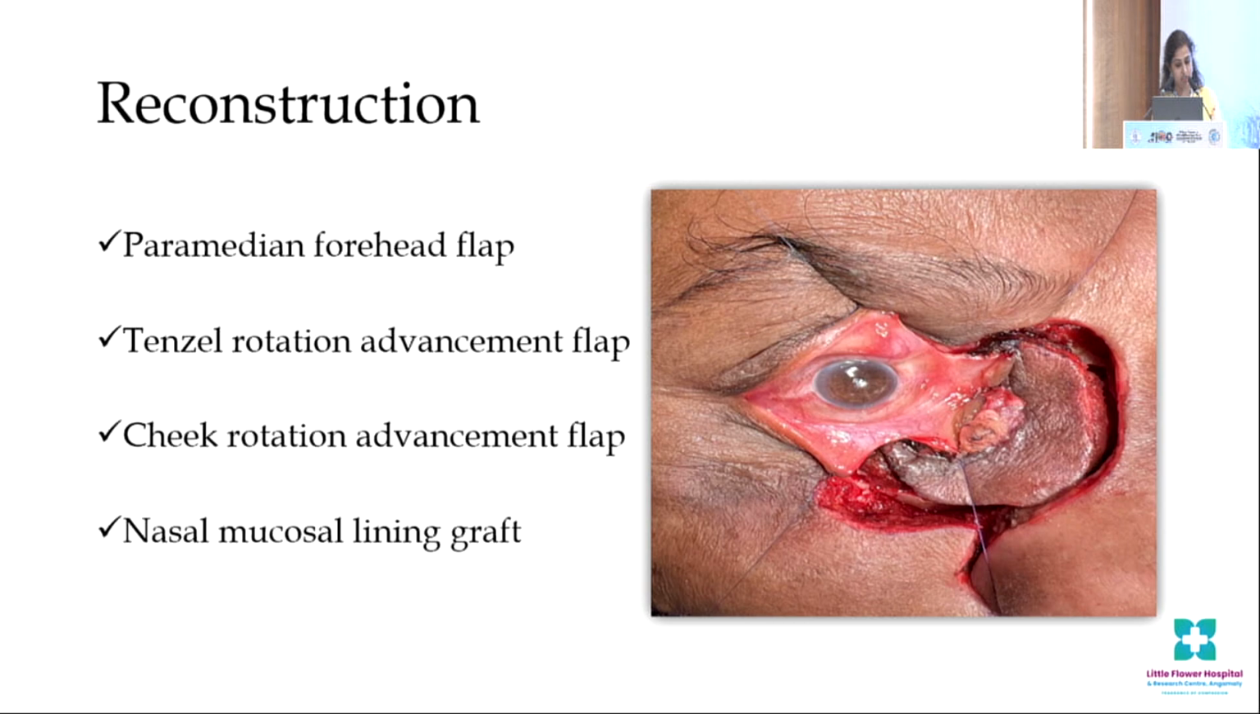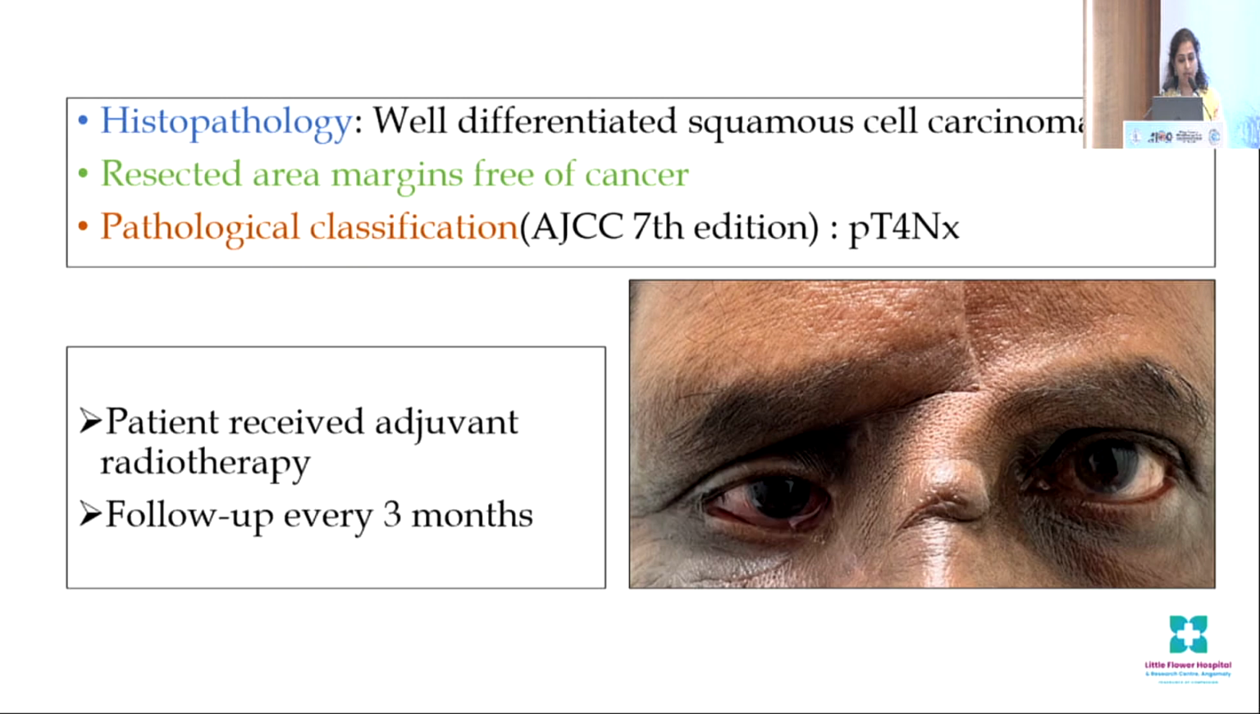The histopathology of the final lesion was well-differentiated squamous cell carcinoma. The resected margins were free of cancer, and the pathological classification according to the AJCC 7th edition lacrimal gland tumor classification was T4 without any nodal metastasis. The patient is receiving adjuvant radiotherapy and is being kept under follow-up every 3 months.